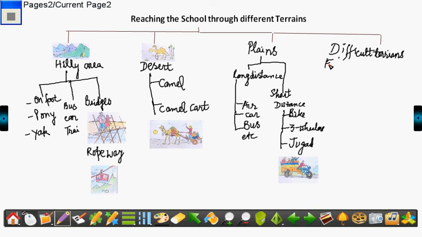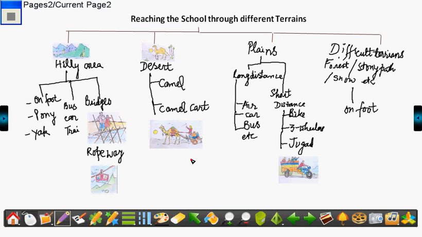Whereas in the difficult terrains, like forest, there is a dense forest, that is the most difficult terrain. You have a stony path, right? Or sometimes you even have snow, etc. In such difficult terrains, we basically prefer to be on foot, right? That is the safest mode of transport.